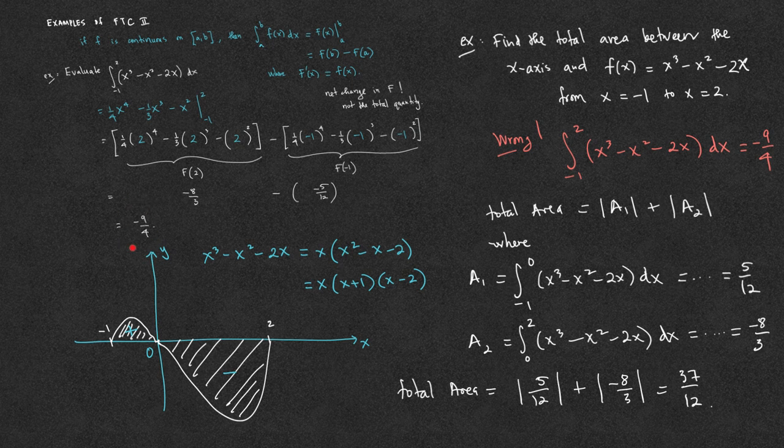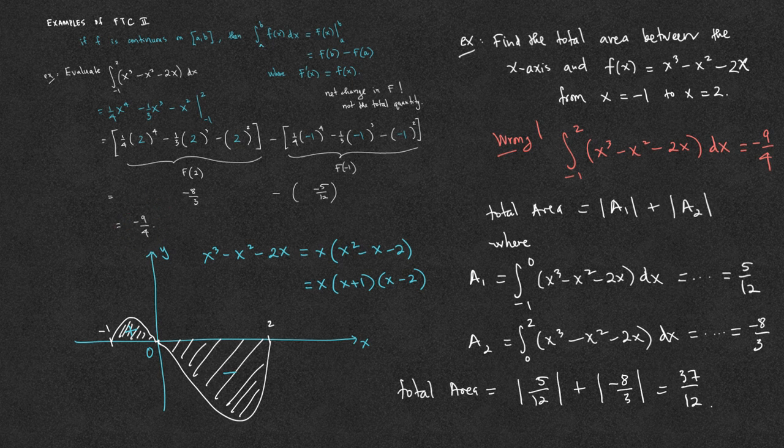What -9/4 represents is the net change in the area. We see that the negative signed area is larger than the positive signed area. Therefore, the net change in area will be negative, as expected.